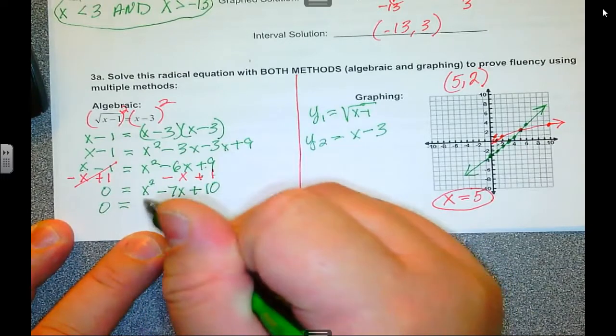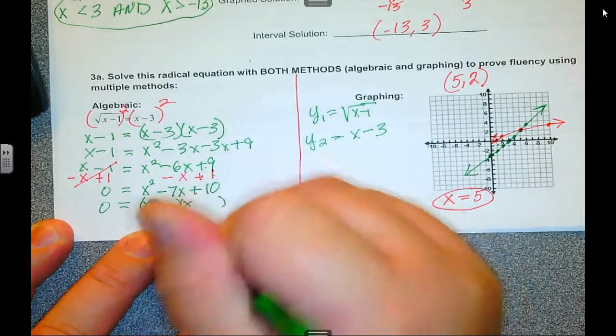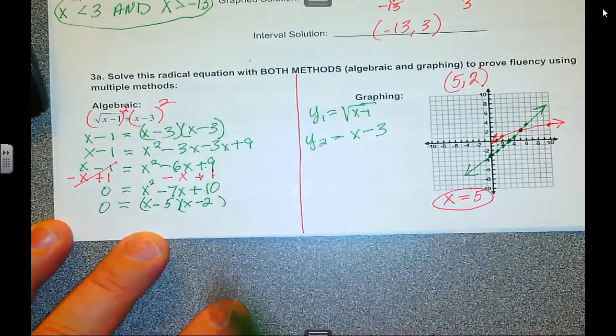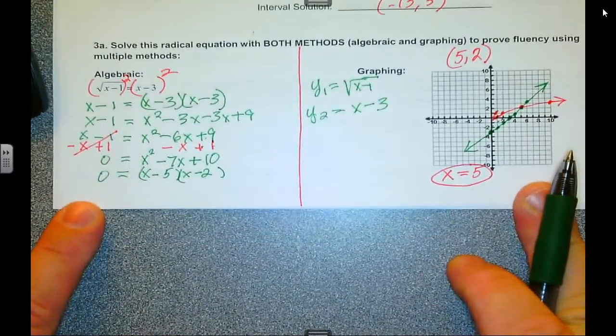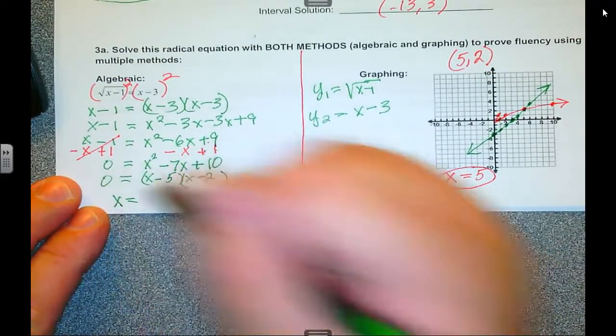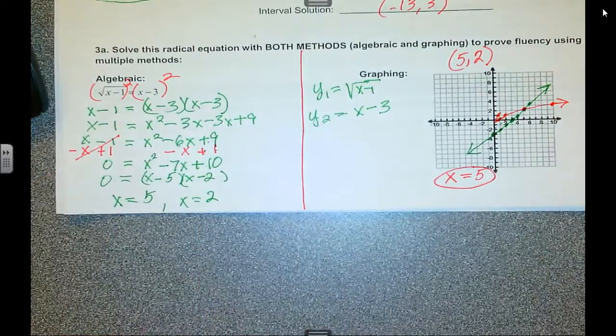Factor that. I get x minus 5 and x minus 2. Okay. So set each one of these equal to 0. I get x equals 5 and x equals 2.